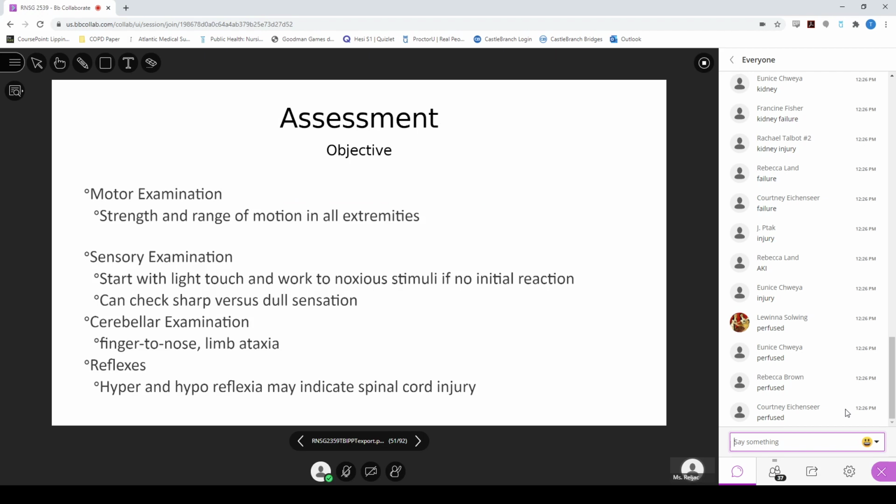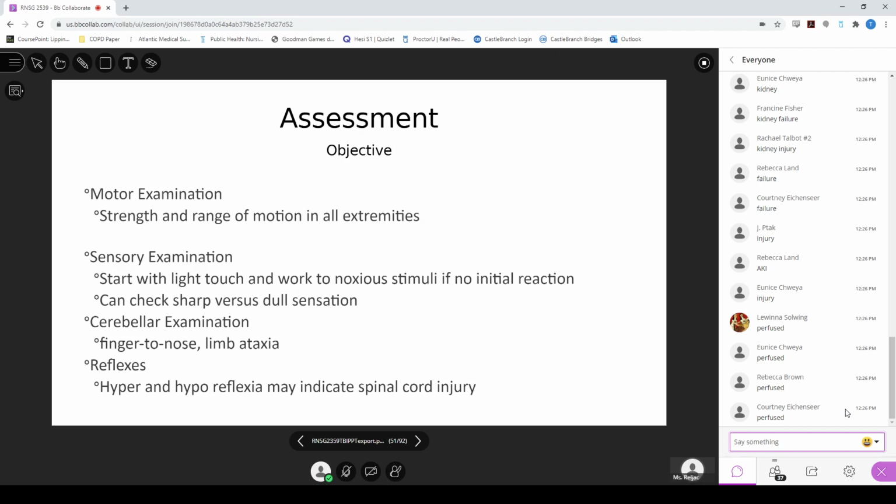Your motor exam, your sensory exam. When you're doing motor and sensory exam, you are assessing for strength and range of motion. You also want to see, is there movement on command? Is it spontaneous? Do they respond to stimuli? You want to frequently assess this. How are you going to do that? When you're assessing their motor or their sensory, what are some things you're going to ask the patient to do?